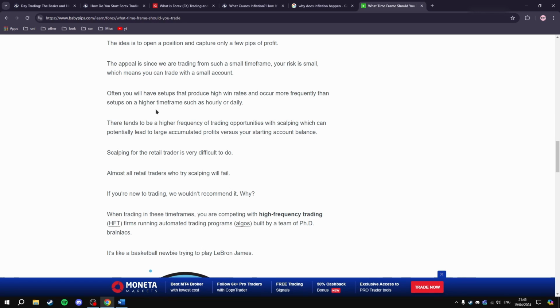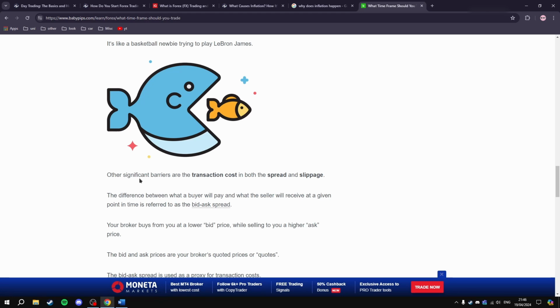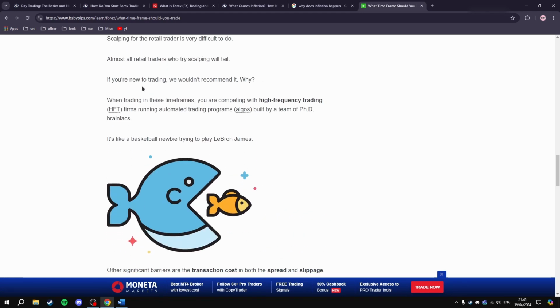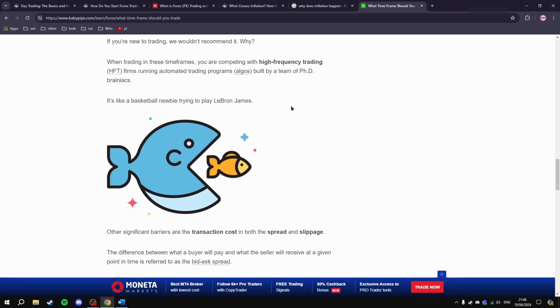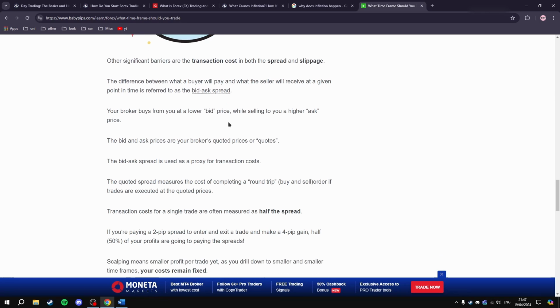Why? When trading in these time frames, you are competing with high frequency trading firms running automated trading programs built by a team of PhD brainiacs. It's like a basketball newbie trying to play LeBron James. Other significant barriers are the transaction costs in both the spread and the slippage.